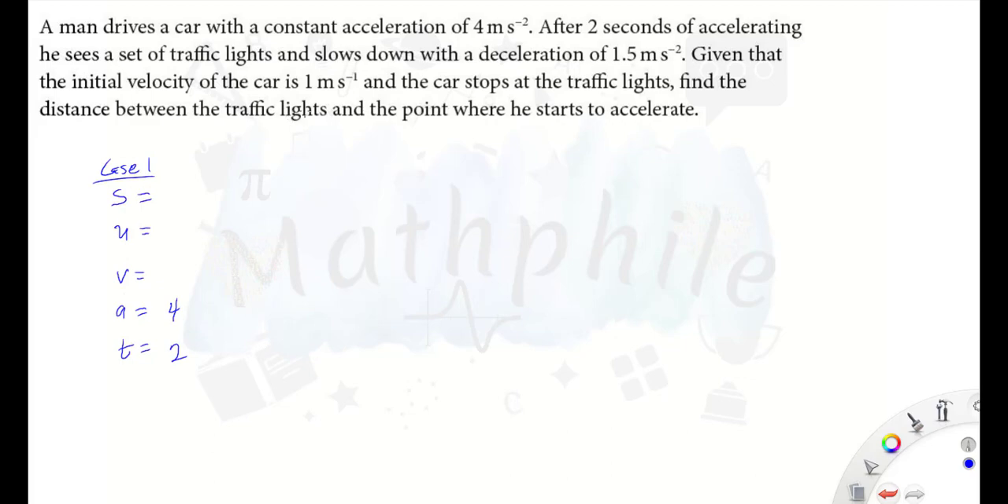We can use these three values to find the total distance traveled and the final velocity of the car. So let's do that. Let me find the V first using my favorite SUVAT equation. V equals U plus AT. V equals U, that is 1, plus A is 4, and T is 2. V should be equal to 9 meters per second. Is that okay? Okay, good. Now, again, I can use S equals UT plus half AT squared, not using the V.